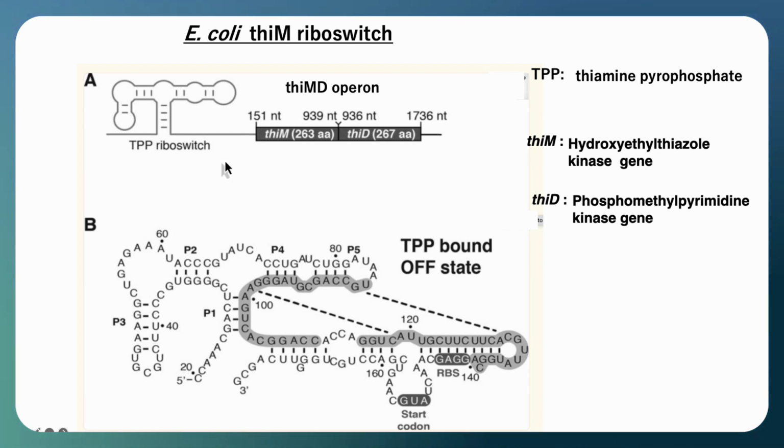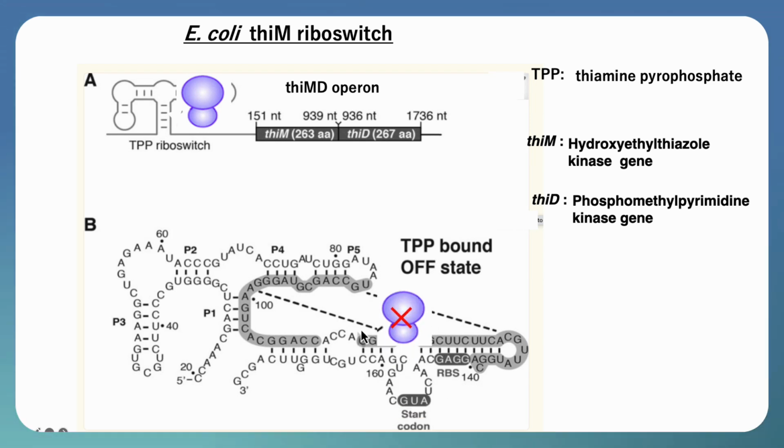riboswitch. When the concentration of the product TPP is low, the riboswitch assumes the structure shown in figure A, and the translation of the mRNA proceeds normally. However, when the TPP concentration becomes high, TPP binds to this riboswitch, causing it to change into the three-dimensional structure shown in figure B. In this structure, the ribosome binding site and the translation initiation AUG codon are embedded within a hairpin structure, thereby inhibiting the initiation of translation.